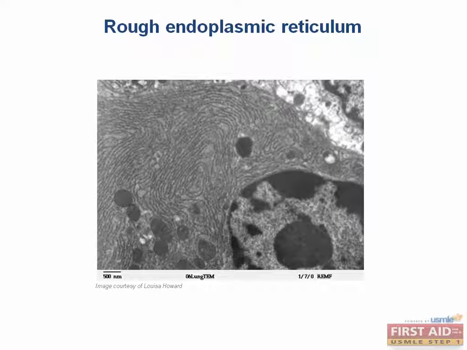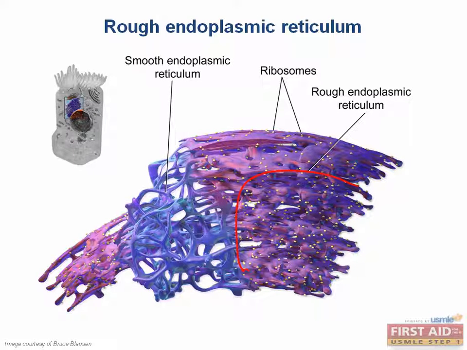Here's a scanning electron micrograph showing some rough ER, and I want to point out that it's generally found near the nucleus, which is this round object here. But it's hard to appreciate the detail from this, so here's an artist's rendering of some more rough ER, and you can see that the smooth ER has no ribosomes, and the rough ER is covered in them.